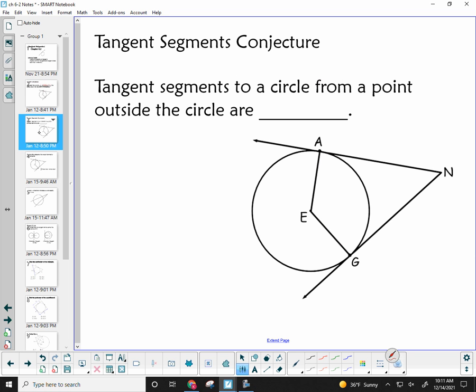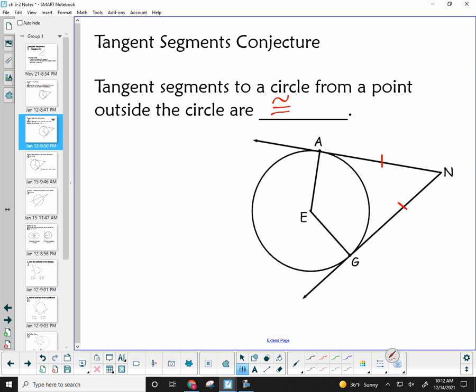Next thing. Tangent segments to a circle from a point outside the circle are congruent. So tangent segments to a circle from a point outside the circle are congruent. So these two tangent segments are coming from point N, right? So where they intersect the circle, those are both tangent lines, right? They only intersect in one spot. That means that these two parts here are going to be congruent. Two parts that are outside the circle coming from that common point, they are congruent.